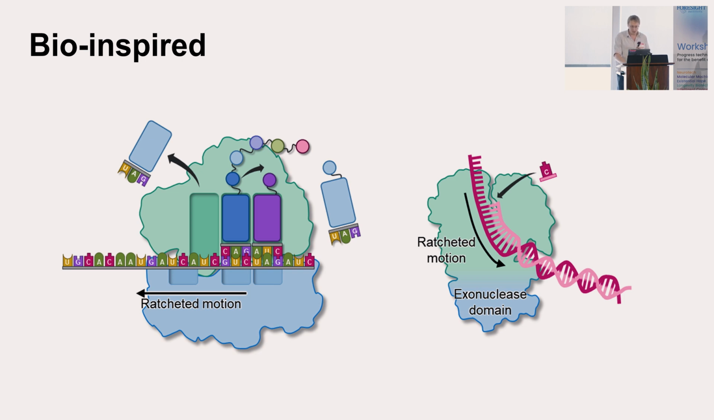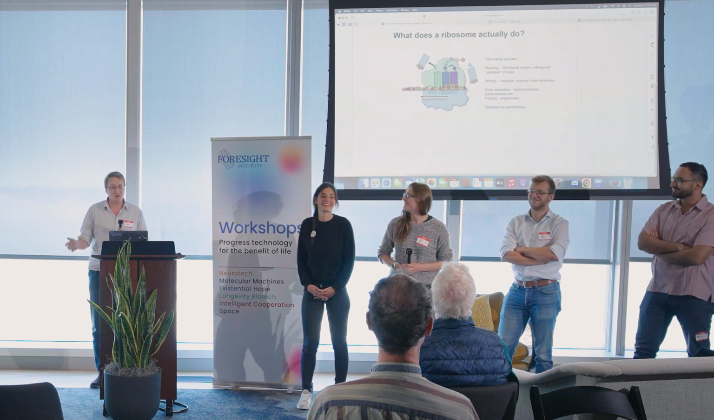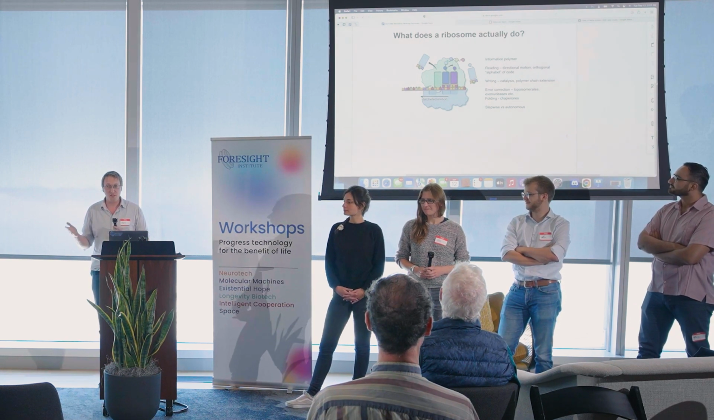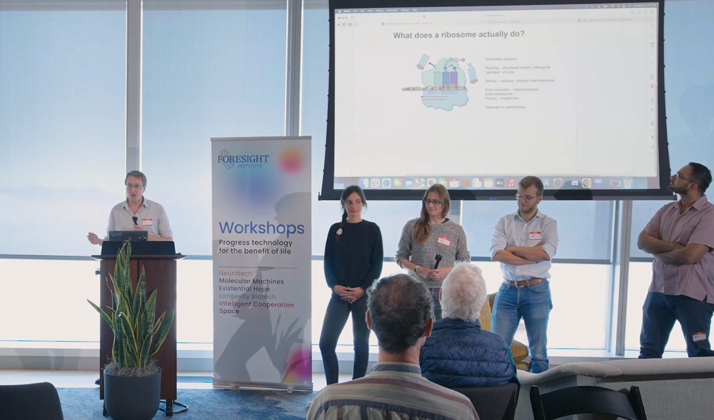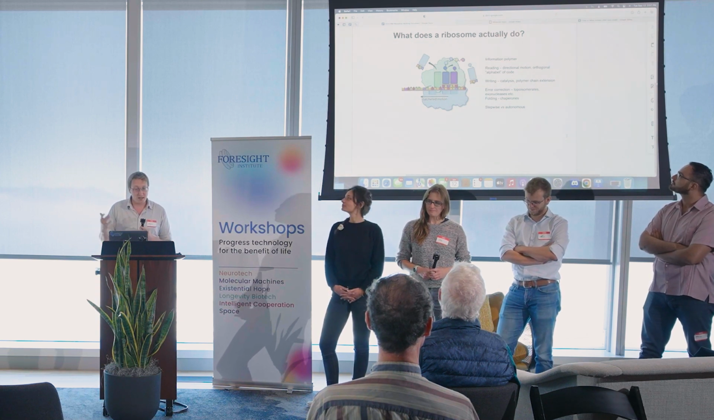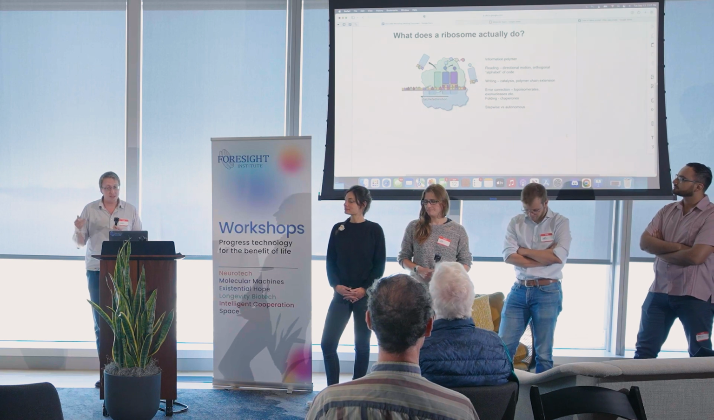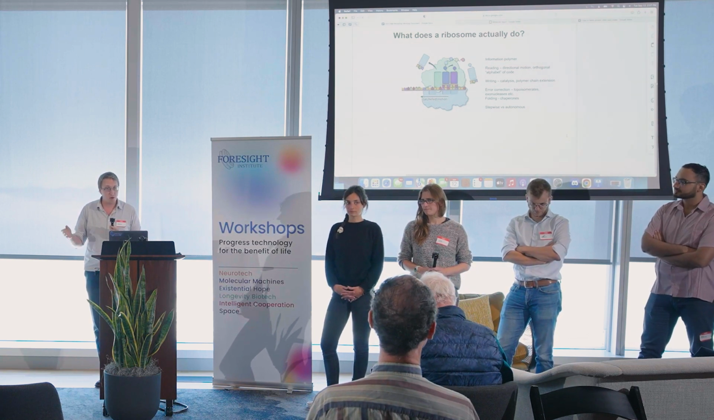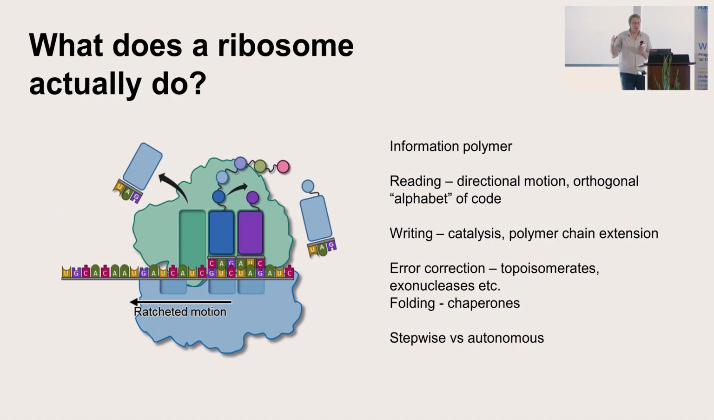Okay, so the first question we asked ourselves was, what does the ribosome actually do? And what are the sort of elements that we need if we want to start thinking about how we can do this in an artificial manner? So we need some sort of an information polymer. We need some way of reading that information, which involves directionally moving along this information polymer, and some way of reading whatever the alphabet of code is on that polymer. We need some way then of writing it, i.e. putting an output, translating it. So in the case of a ribosome, it reads your RNA and translates it into a protein.